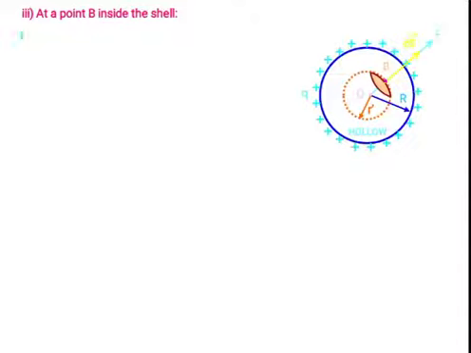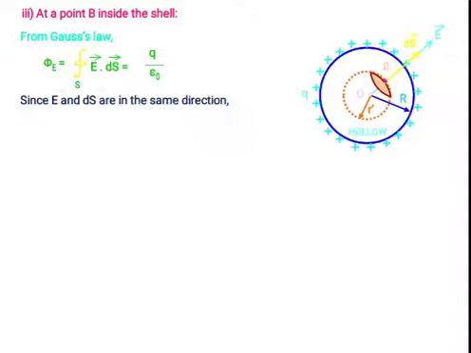Again ds and E are both in the same direction, same assumptions. Everything is the same; only the surface is changing. Earlier we assumed the point P here, then for the second case point A here, and now we are assuming a point inside. From Gauss law, same theory, phi is equal to the integration of E ds is equal to Q divided by epsilon naught. E and ds are both in the same direction.